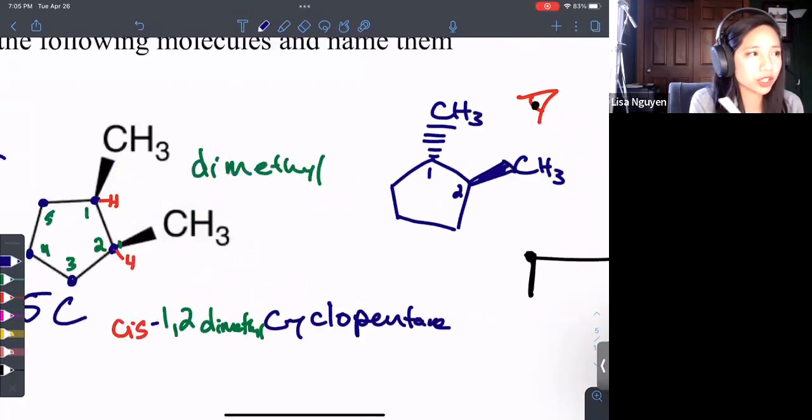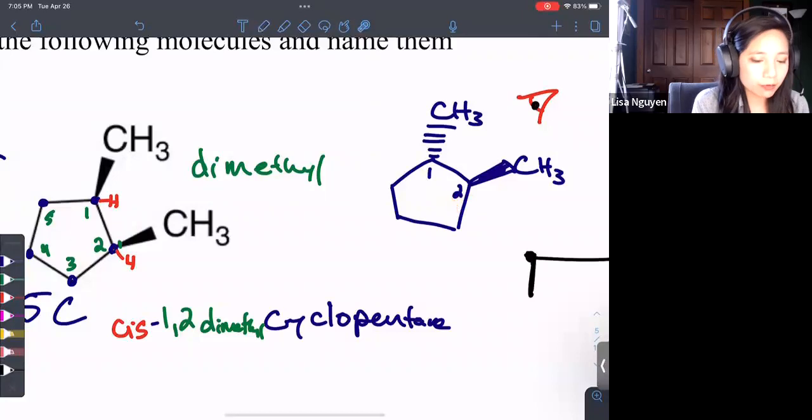So let's go back to looking at cis and trans. The connectivity is the exact same in this molecule and this one. If you look, we both have a ring of 5 carbons. Both of them have a methyl group attached to carbon 1 and carbon 2. The connectivity is the exact same. What's different is how the bonds are oriented in space.